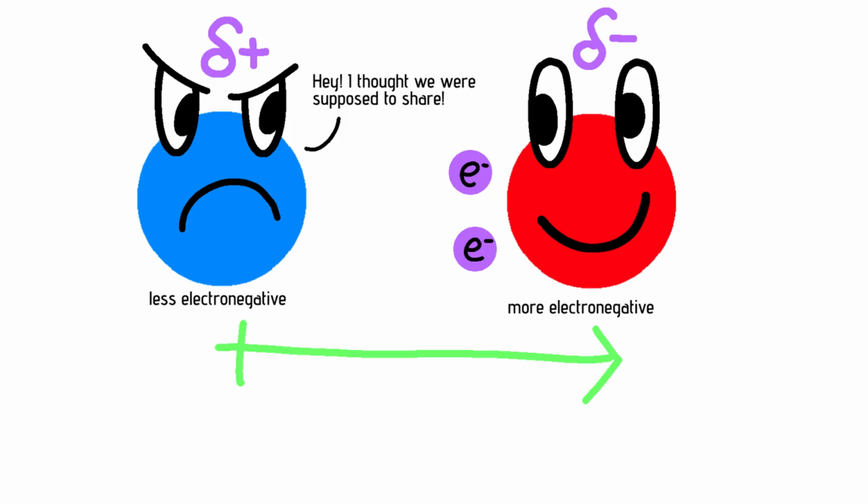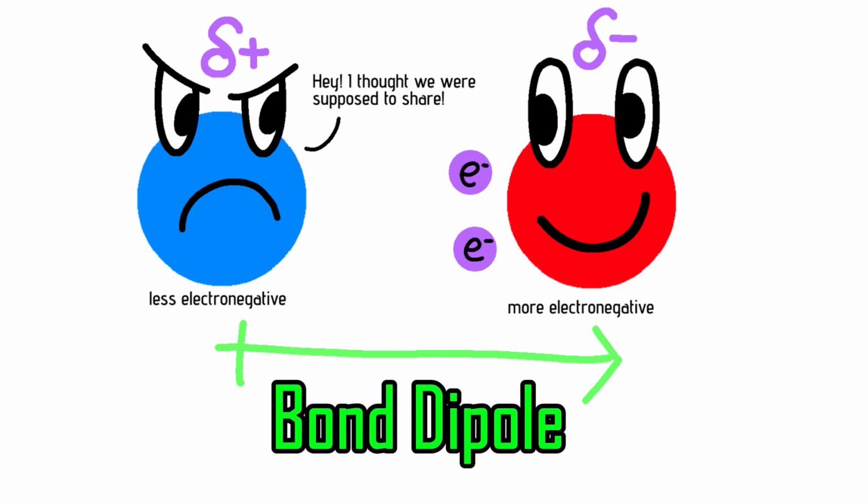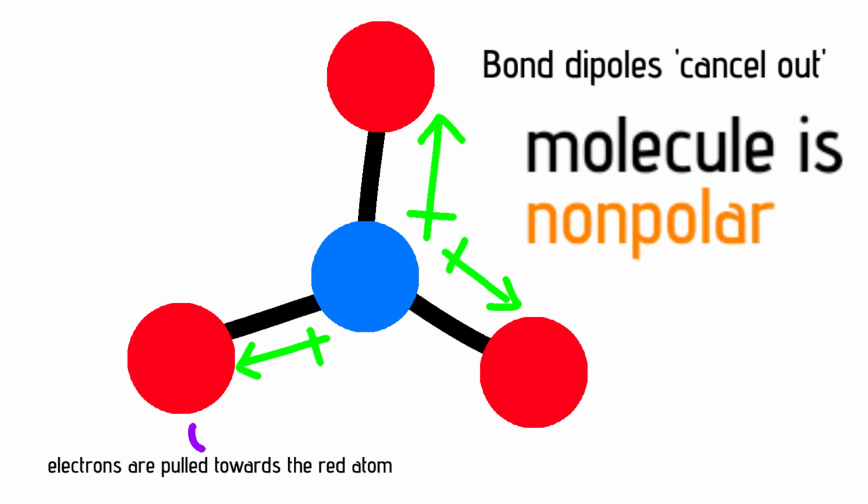This makes the more electronegative atom partially negatively charged, and the less electronegative atom partially positively charged. This is called a bond dipole, where one side of the bond is partially positive and the other side is partially negative. But how does the polarity of one bond affect the polarity of the whole molecule? Well, if a molecule has multiple polar bonds that all pull electrons in a certain direction in a symmetrical shape, then those bond dipoles will cancel each other out, making the whole molecule nonpolar.